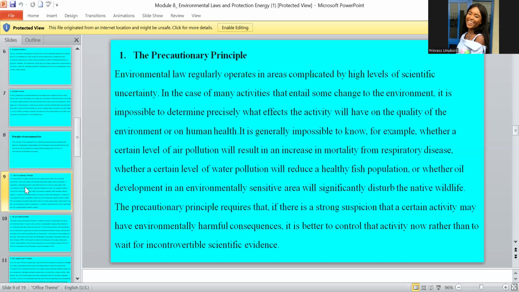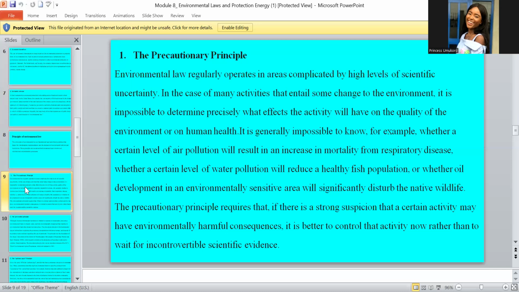It is generally impossible to know, for example, whether a certain level of air pollution will result in an increase in mortality from respiratory disease, whether a certain level of water pollution will reduce a healthy fish population, or whether oil development in an environmentally sensitive area will significantly disturb the native wildlife.